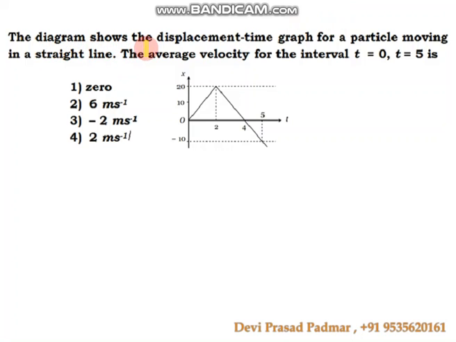The diagram shows the displacement time graph for a particle moving in a straight line. The average velocity for the time interval t equal to 0 to t equal to 5 is.